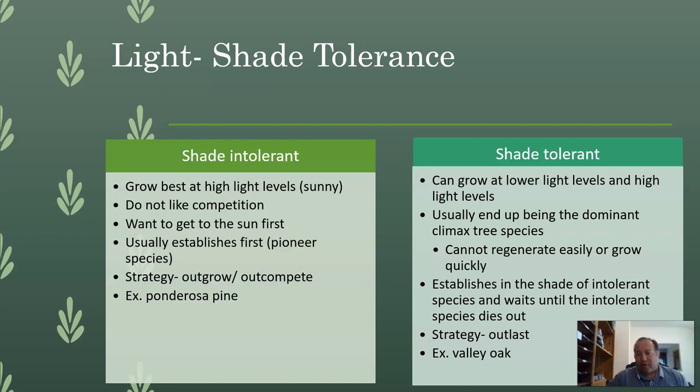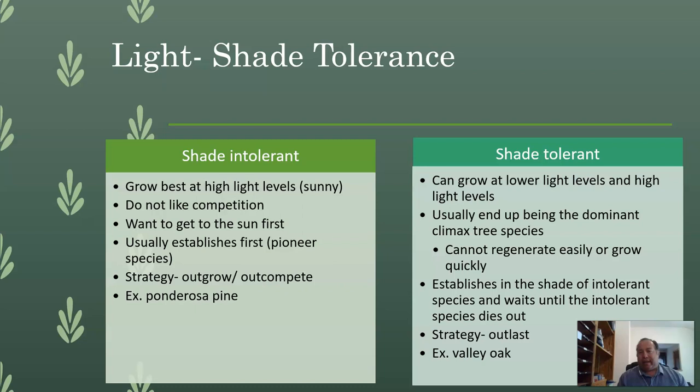Whereas shade tolerant trees, trees that can grow at lower light levels or at high light levels, cannot regenerate easily or grow quickly. They usually establish themselves in the shade of the other tree. So as this tree grows up, there's another tree here that's growing much slower. And basically their idea is to outlast. They're going to wait till this tree grows and grows and grows, and eventually that tree dies. And then this tree, this big wide tree, grows up in its place and is not going to let anything else grow underneath its shade.